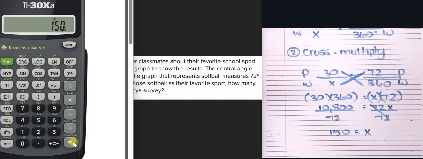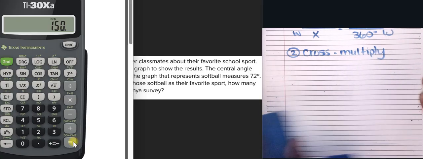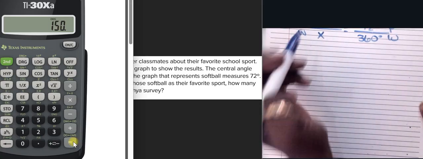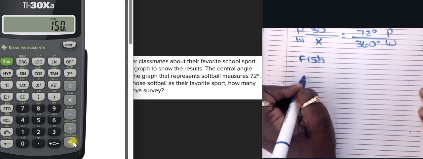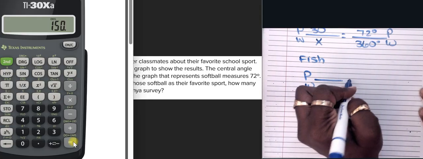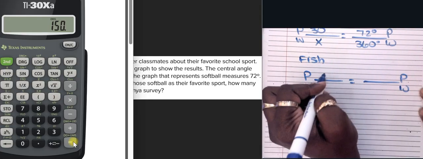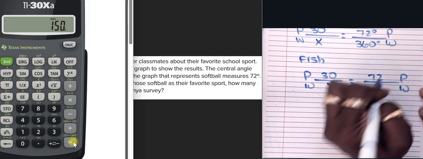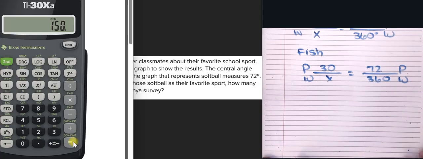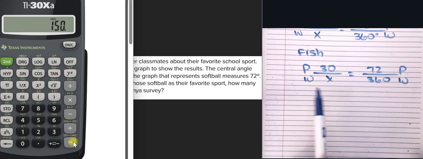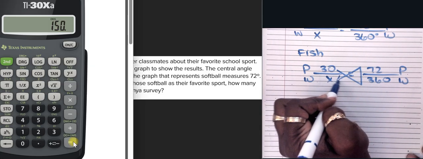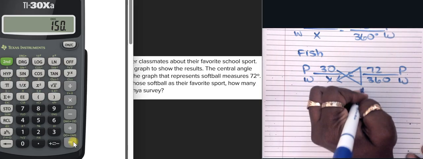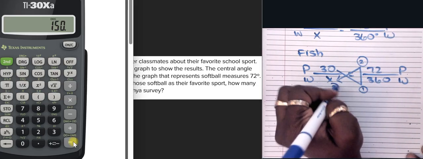That is how you would solve it using cross multiplication. Now, if you choose to solve it using the fish method, I'm going to show you that way. For the fish method, remember there are 3 steps. I'm first going to write out my formula. It's a part to whole comparison. We have our 30, x, 72, 360. Under the fish method, remember there are 3 stops. You need to start on the side that has the missing piece of information. You're going to start with what you know. Our first stop is going to be here. The second stop is here. Your third stop is where your answer will be.